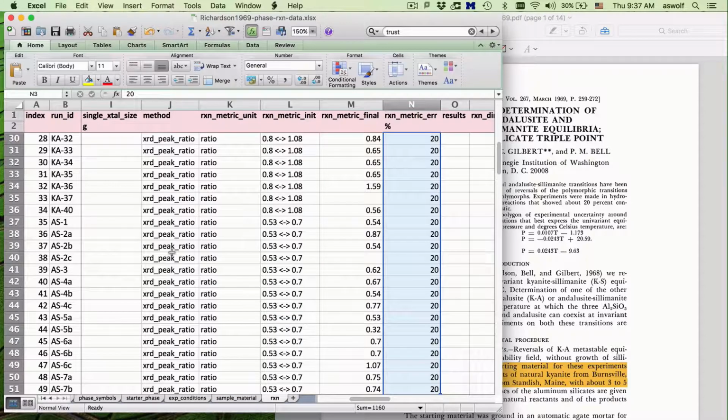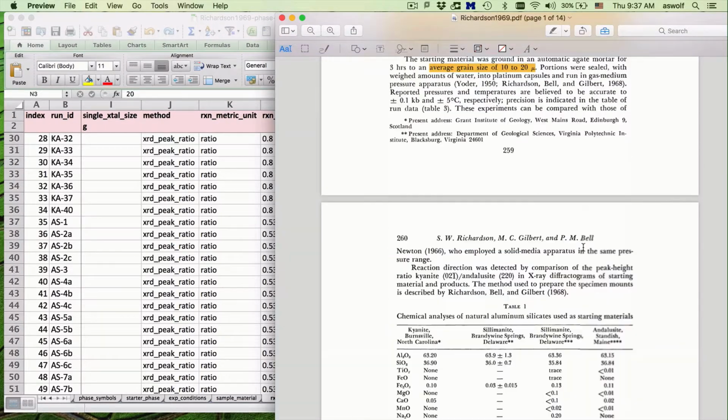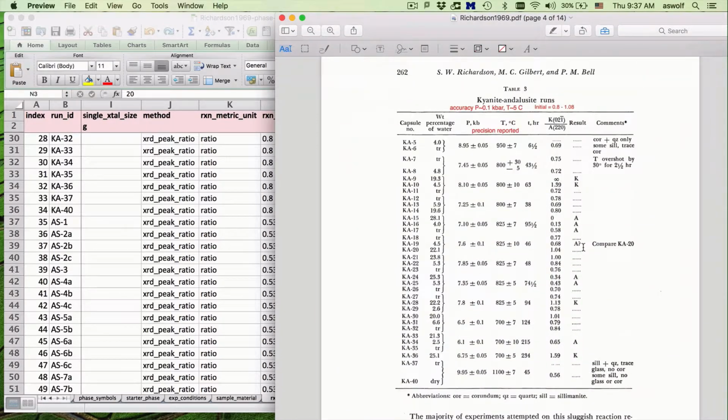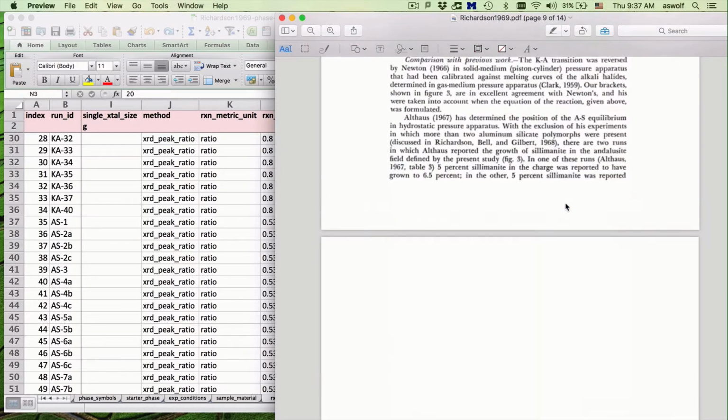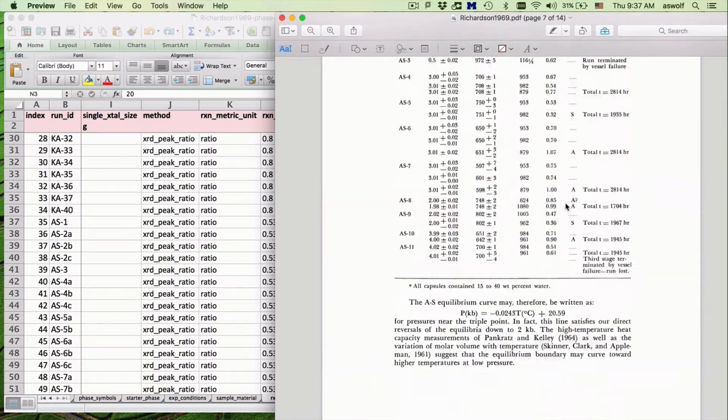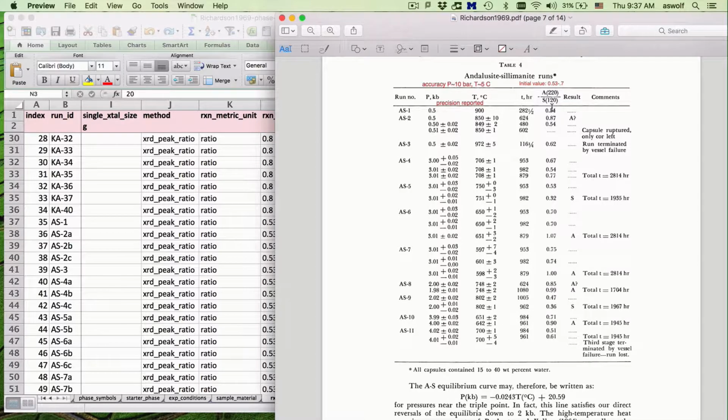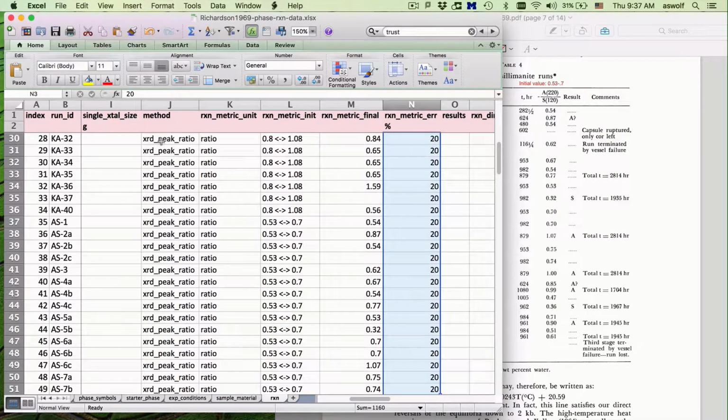Now, before we start filling those out, I just want to go over how I filled out the columns having to do with the method and the reaction metric, because that's going to play a very important role. So to do that, you take a look at the data tables, and you can see that in this paper, they used X-ray diffraction peak ratios between kyanite and andalusite, and in table 4, between andalusite and sillimanite, to determine which direction the reaction was proceeding. And so for that reason, I've said that we have XRD peak ratio for all of them.